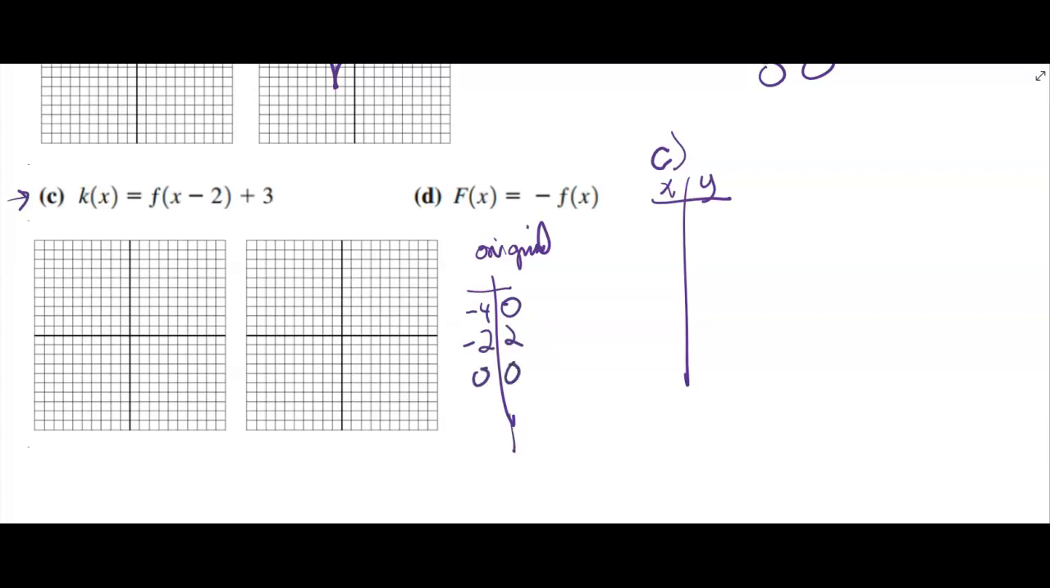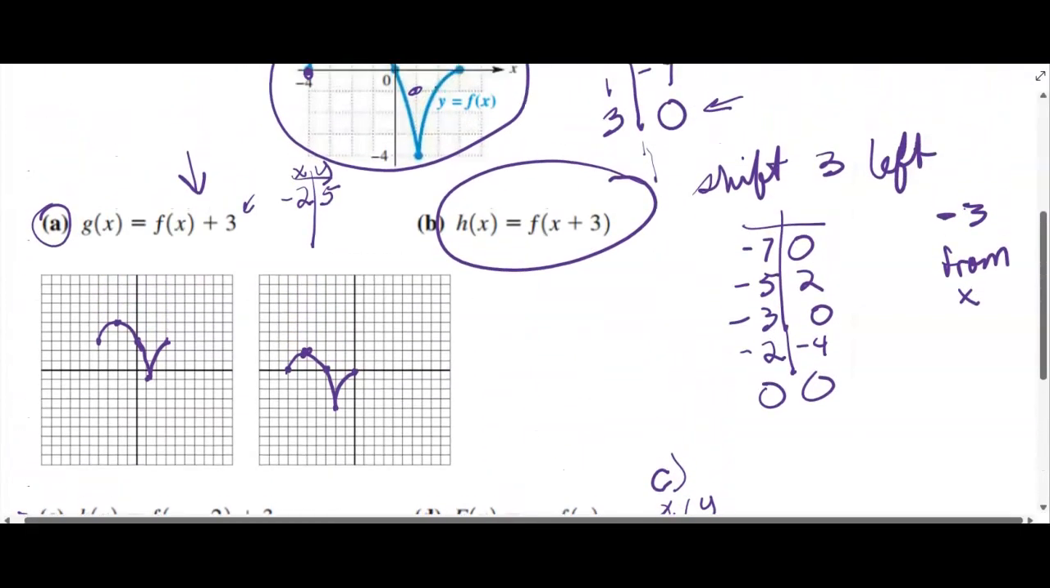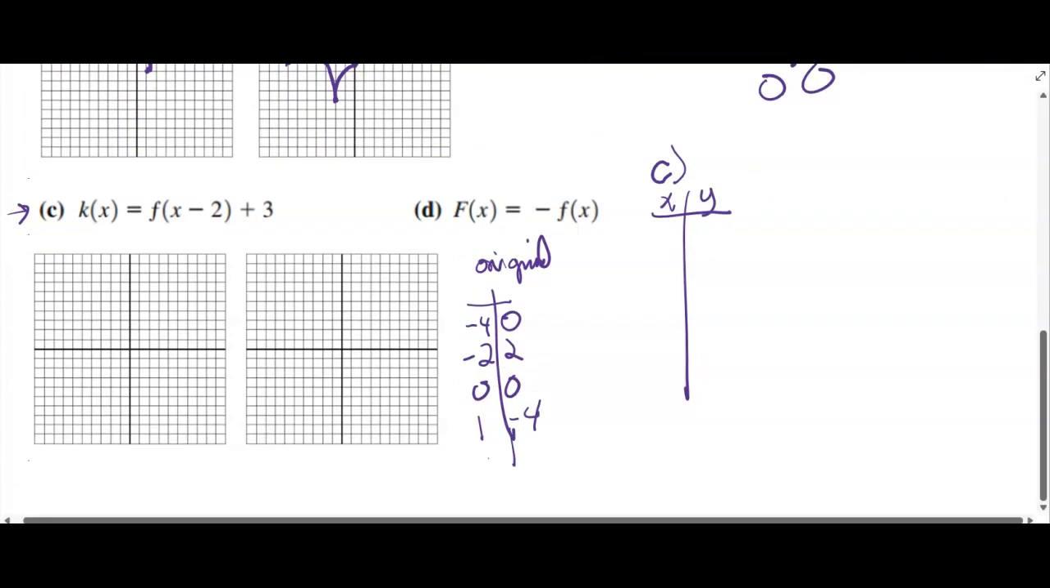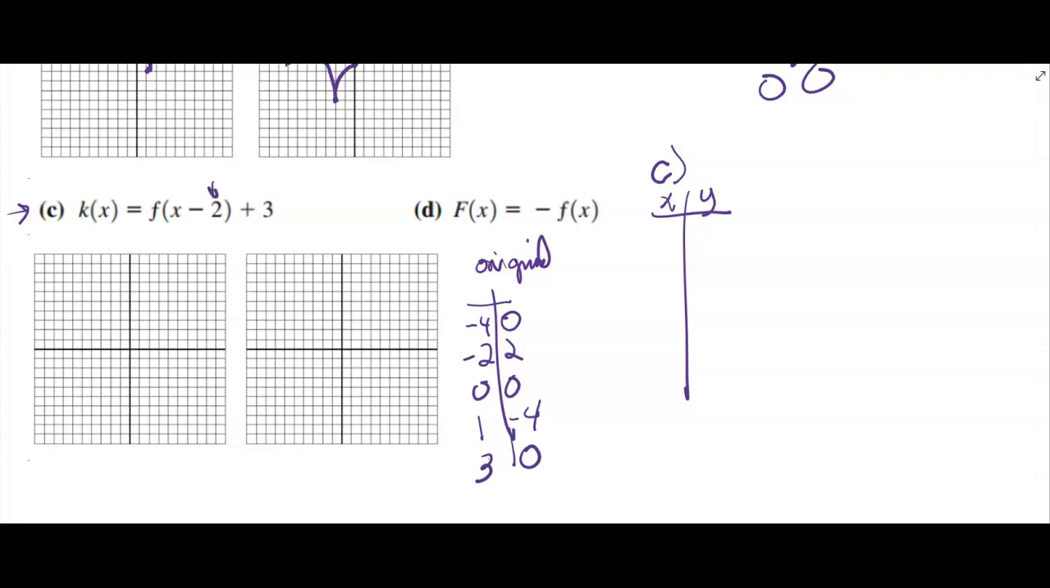I'm doing this from memory now. 1, negative 4, and what was the last one? 2, was it 2? No, 3, 0. Okay. 3, 0. All right. So you're going to shift 2 to the right. That's going to change your x values. So add 2 to all the x values. So add 2, add 2, add 2, add 2, and add 2. So I'm adding 2 to all of those values. Negative 2, 0, 2, 3, 5.